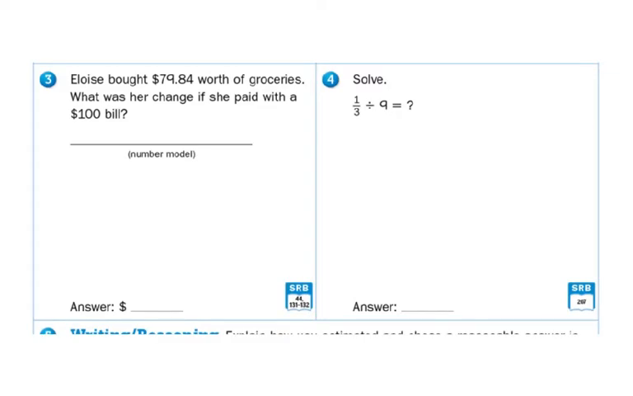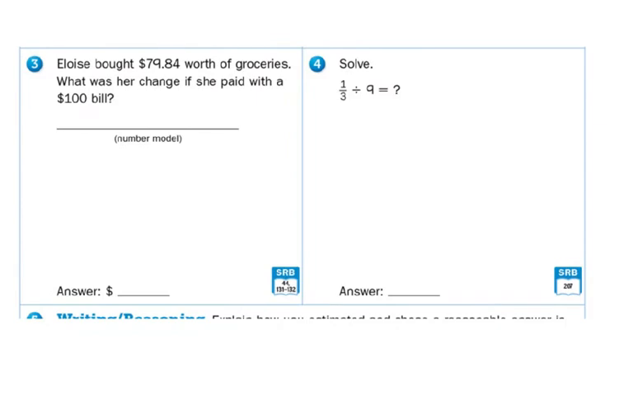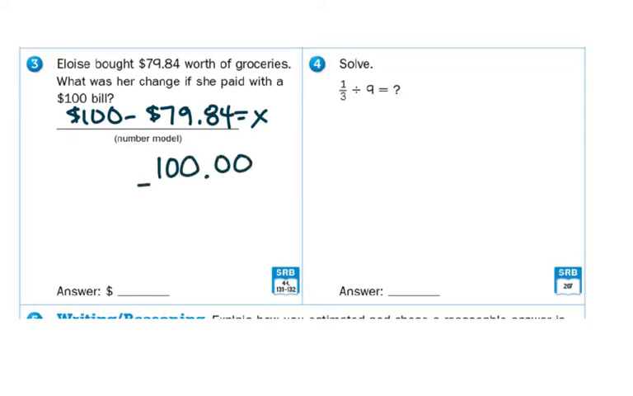Eloise bought $79.84 worth of groceries. What was her change as she paid with a $100 bill? Whoa. So we would take 100 minus $79.84. And her change would be the difference between those two. Go ahead and set up. But go ahead and put 0 cents because we will need to line that up in order to be able to subtract 84 cents from it. So go ahead and set that up.